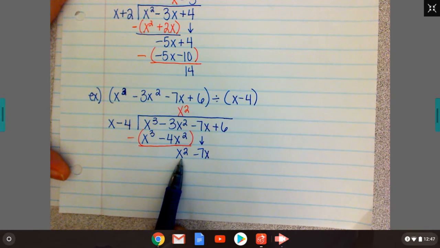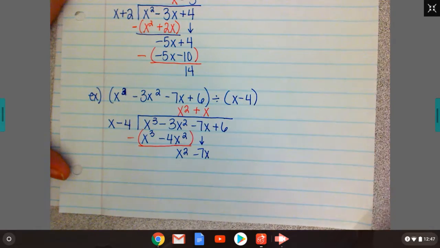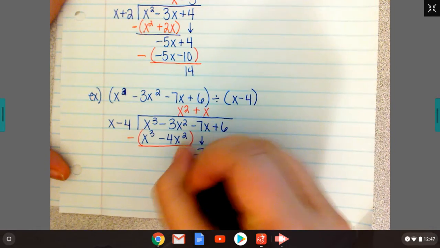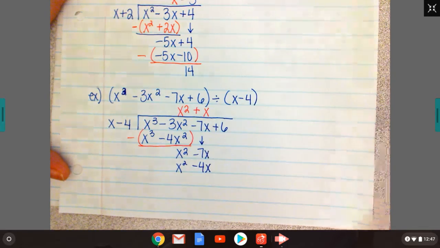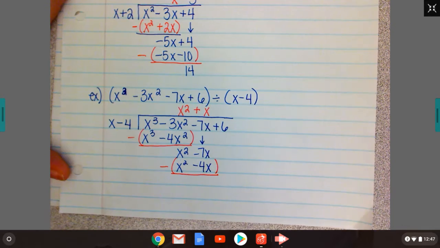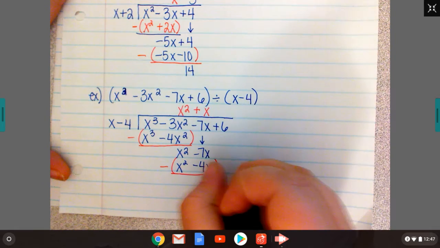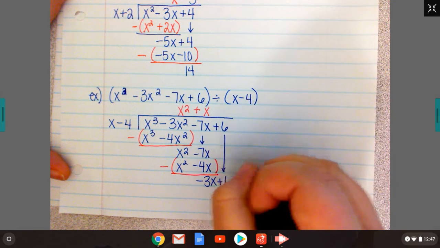X times what is x squared? It is a positive x. X times x is x squared. X times negative 4 is negative 4x. And then I can subtract off that whole quantity. Negative 7x minus negative 4x is negative 3x. Drop down my last term.